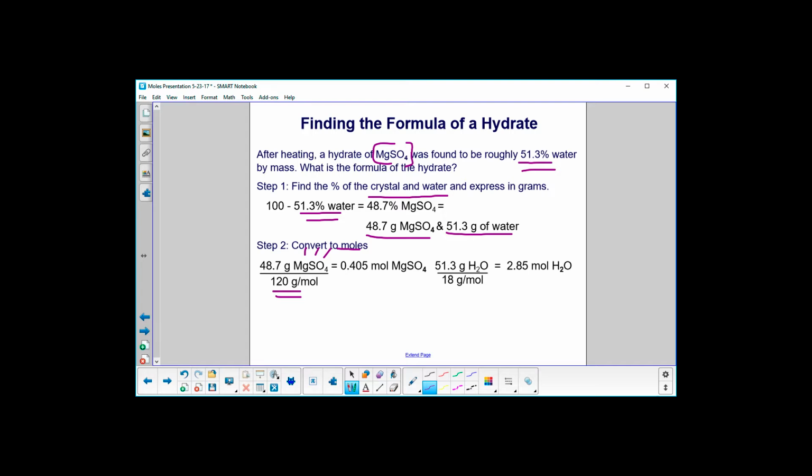So that we do the division here. We have this many moles of magnesium sulfate. Water, again, to get the molar mass, we have oxygen, which is 16. We have 2 hydrogens. So you get 18 grams per mole. See, I'm making you do this one. I did the simple one. You divide through, you get 2.85 moles of water.